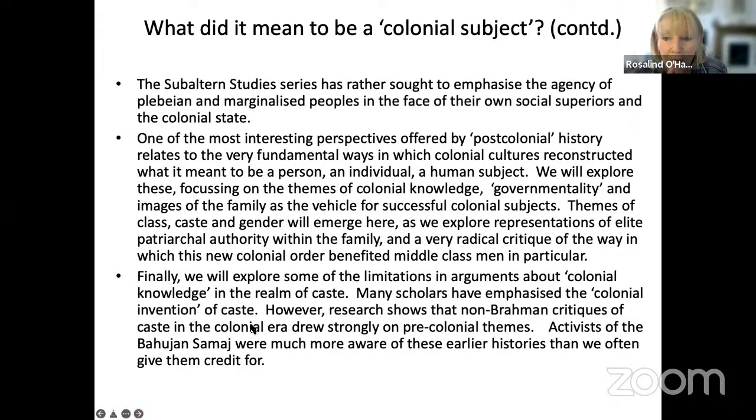Now, of course, that emphasis on the domination of colonial knowledge has problems because it suggests that in some way colonial subjects lacked agency. Their world was simply remade for them by the colonial state. And this is an area where there has been a lot of debate, the question of the agency of colonial subjects. As we would expect, the Subaltern Studies series really has tried to emphasize that aspect of agency, although in some of the volumes, particularly those that deal with more literary themes, it's the aspect of colonial knowledge which comes more to the fore.